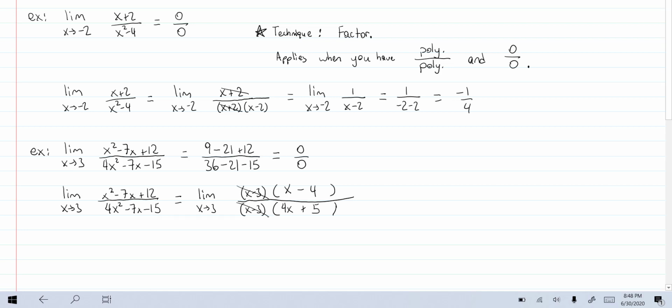So now we can cancel what they have in common. That leaves us with the limit as x approaches 3, (x minus 4) over (4x plus 5). Now we can try to plug in 3 for x once again. And if we do that, we get negative 1 over 17 as an answer, okay?